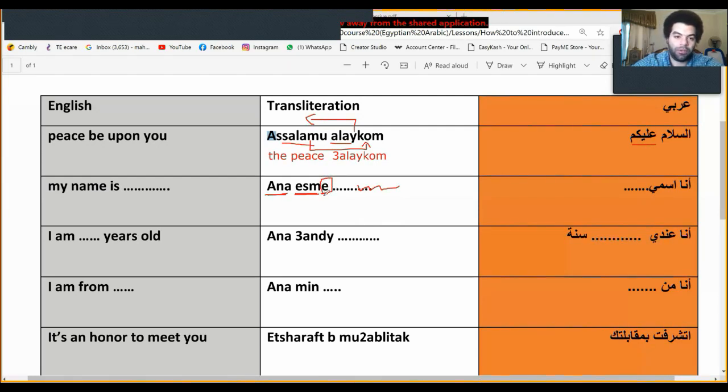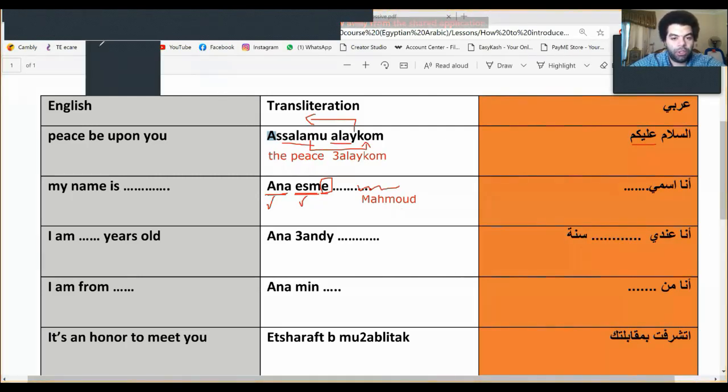So we did learn another couple of words here. We learned ana, which is I, and ism, which is name. And then this E at the end means my. So if you notice here, the possessive ending, my, is not a word by itself. It's not a standalone word. It is a suffix. Good. So, أنا اسمي محمود. So my name is Mahmoud, in case you didn't know. Mimo is my nickname. Yeah, it's Mahmoud and not Muhammad, by the way. Mahmoud. Good. So let's move on.